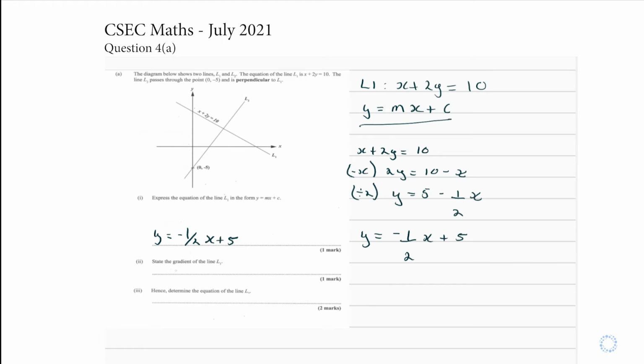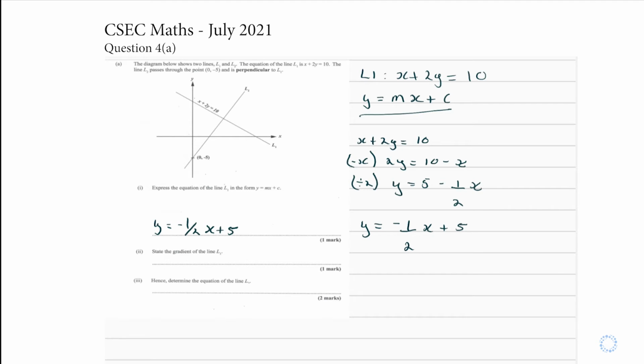Part 2 tells us to state the gradient of the line L1. When you have the equation of a straight line in the form y is equal to mx plus c, m is always the gradient, and c is your y-intercept. The y-intercept is simply the point where the line crosses the y-axis. At that point, the x coordinate will always be 0.